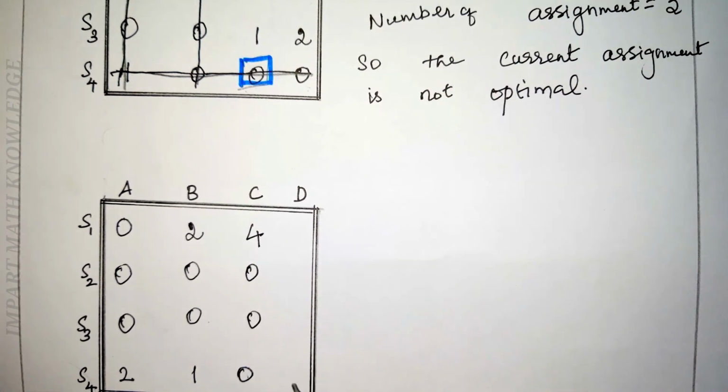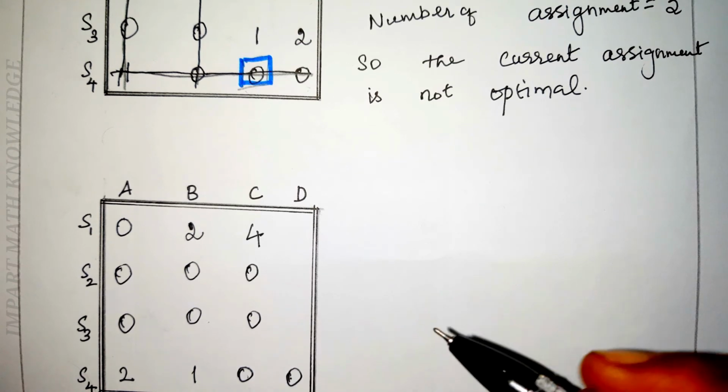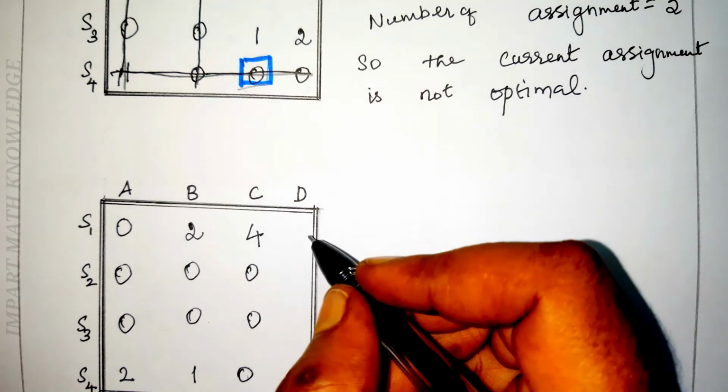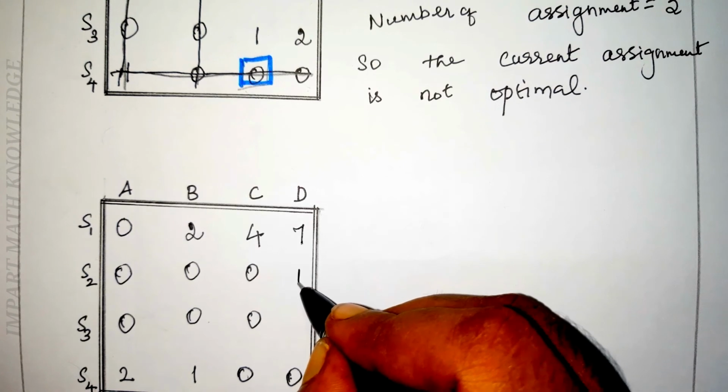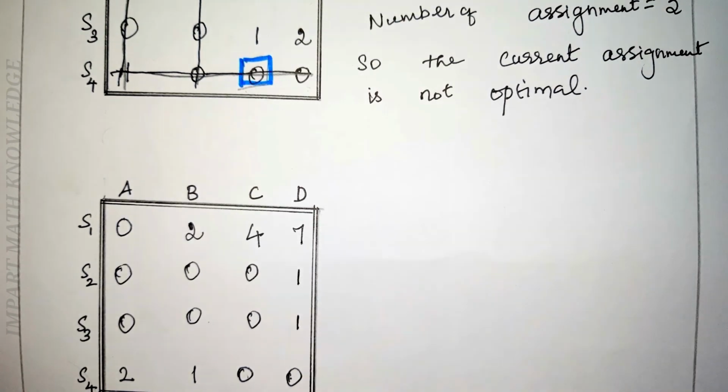Now in the fourth column, 0 is covered with a single line, so no change. Other elements are not covered with the lines. So we have to subtract with the minimum element. 8 minus 1 is 7. 2 minus 1 is 1. 2 minus 1 is 1.